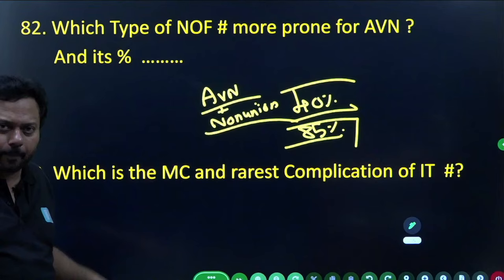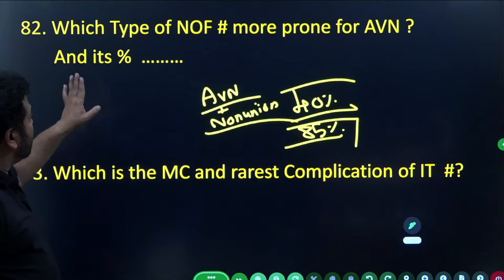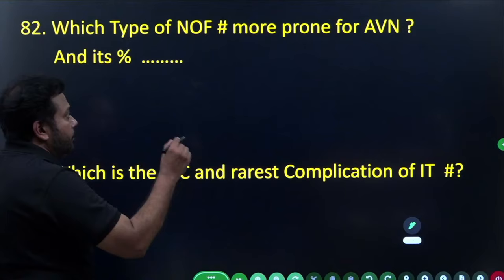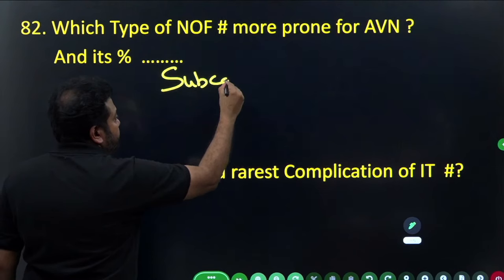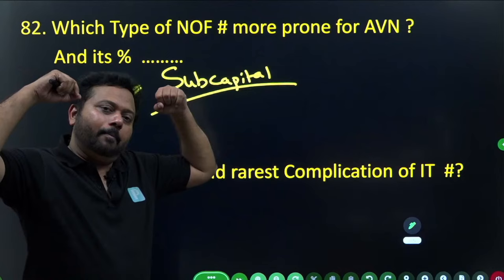Anatomically, fracture neck of femur has been divided into many types: subcapital, transcervical, basicervical, like that. The most common type of fracture neck of femur that is more prone for avascular necrosis is subcapital. Unfortunately, this is the most common type, and it has the highest chance of going for avascular necrosis.